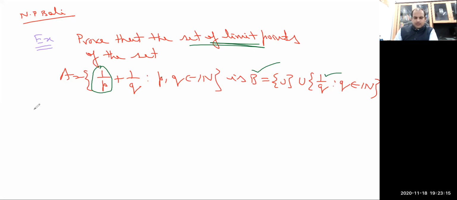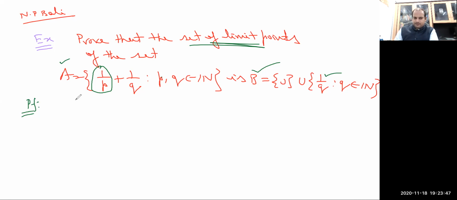Okay, so look at its proof. We need to show that the set of limit points of this set, 1 by P plus 1 by Q for P, Q belonging to the set of natural numbers, is B equal to 0 union 1 by Q, where Q belongs to the set of natural numbers. So first we will show that 0 is its limit point, and then we will show that not only 0, in fact every member of the type 1 by Q is also its limit point. Actually all these proofs depend on the Archimedean property of real numbers.